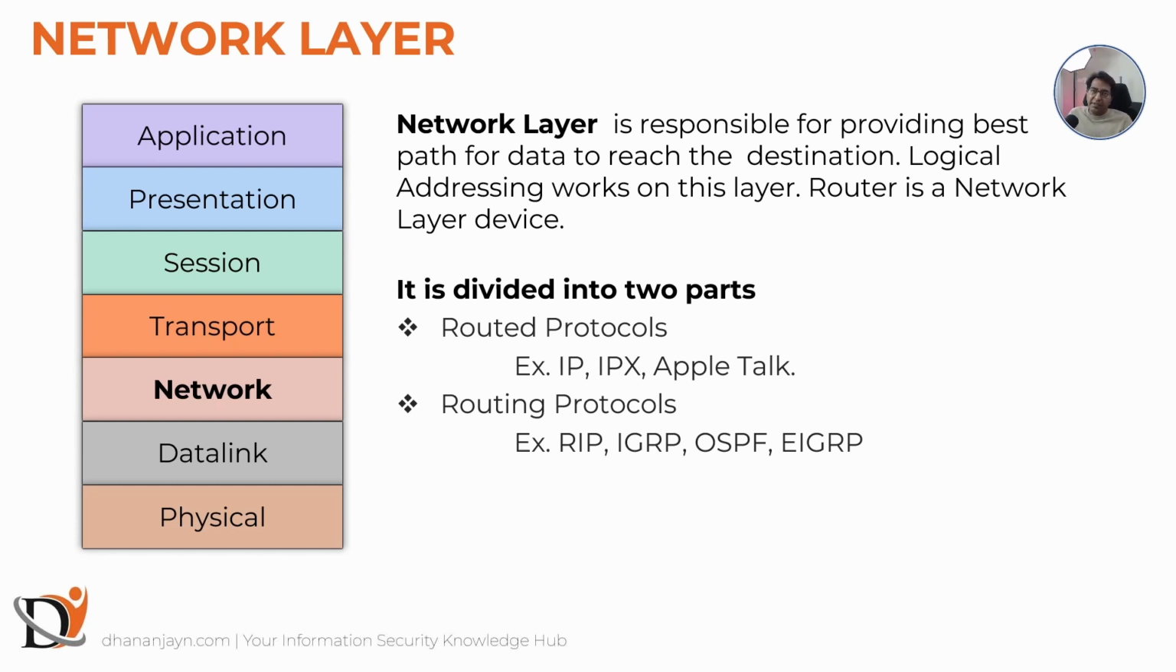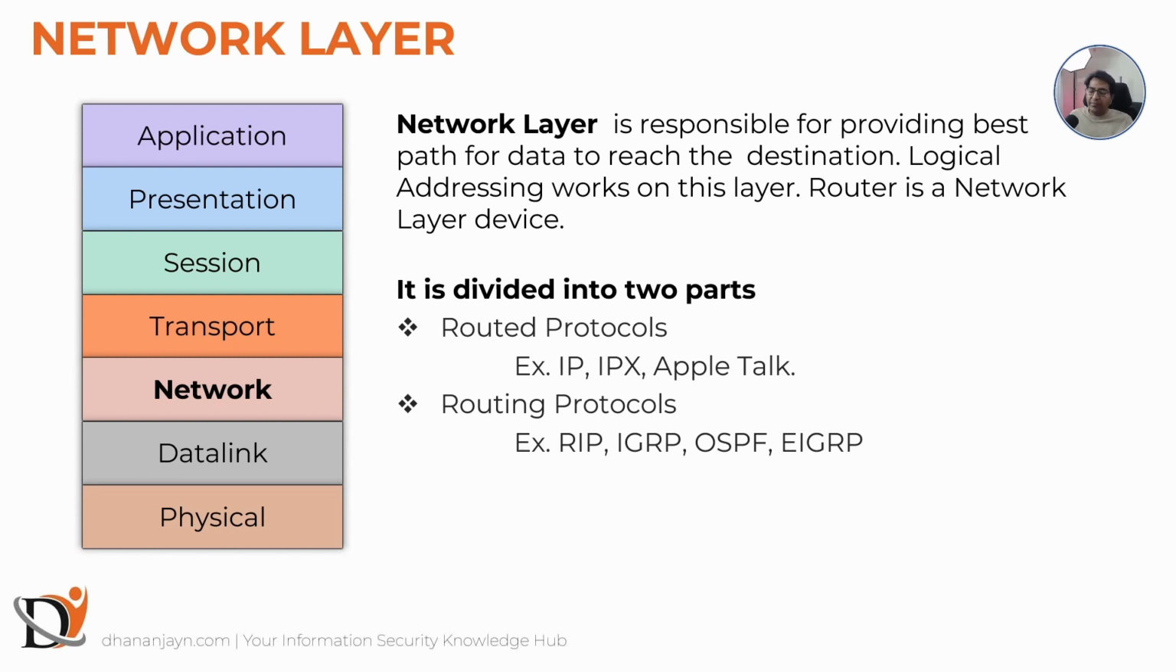IP address, as I said, works at the network layer. So it assigns unique logical addresses to devices in a network, allowing for their identification and enabling the routing of data packets to their intended destinations. So IP addresses are commonly used at the network layer to uniquely identify the devices on an IP network.